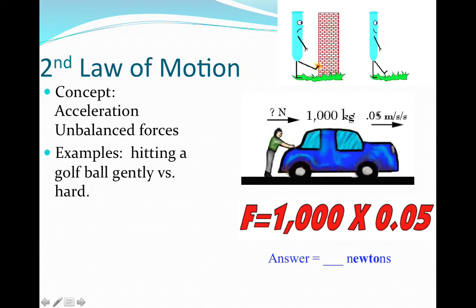So you take the two numbers and you multiply them together, 1,000 times 0.05, mass times acceleration. And what would you get? Okay, try it on your calculator and figure it out and add it to the paper.